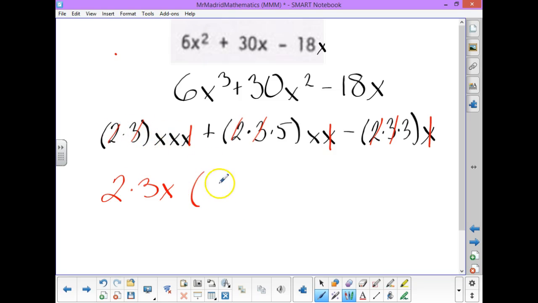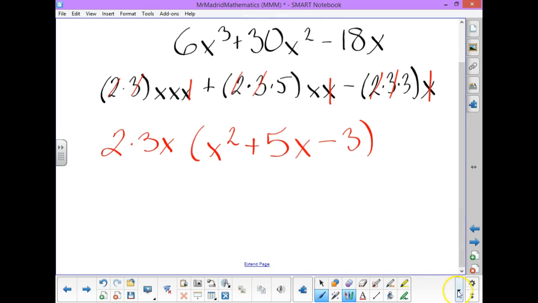This one, all that's left is x times x, so x squared. Here, all I have left is a 5 and an x, so I'll put that in there. And this one has nothing but a 3, so I'll put a 3. The last finishing touch that I'm going to do here is to clean this up. So 2 times 3 is 6x, and I have x squared plus 5x minus 3. So I'm done here.